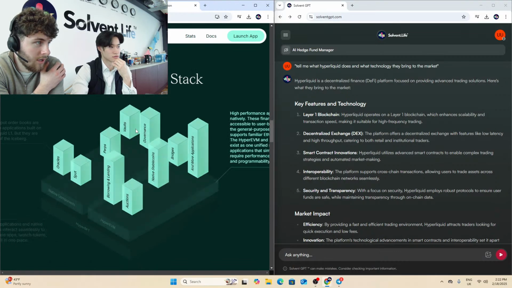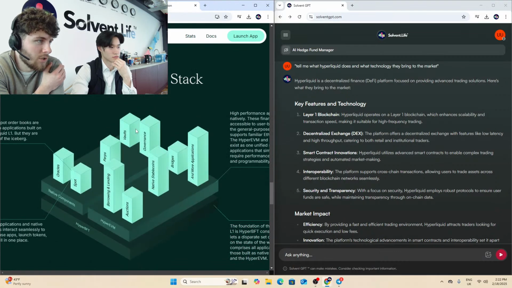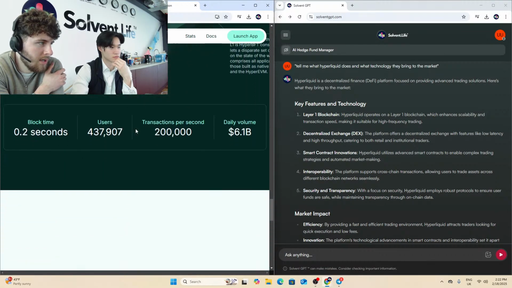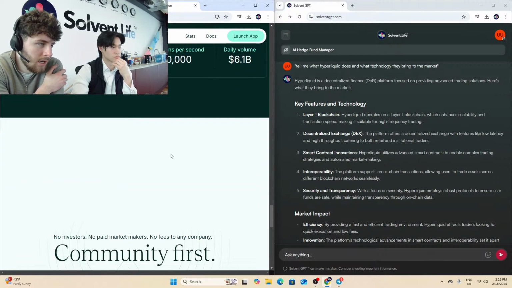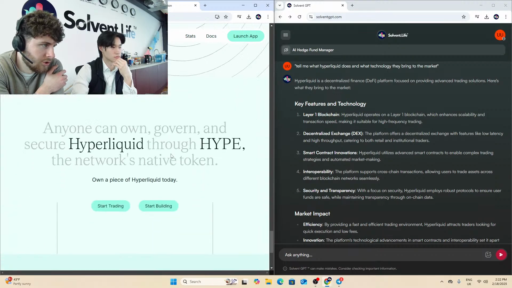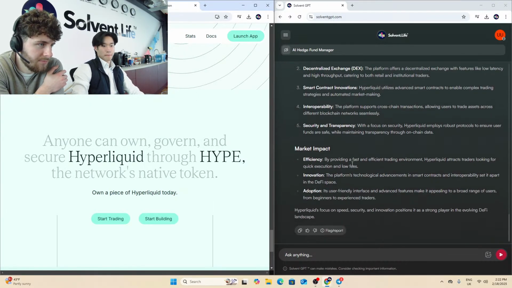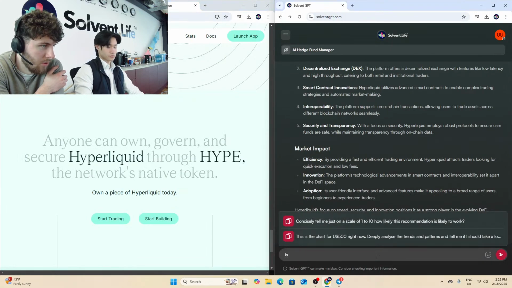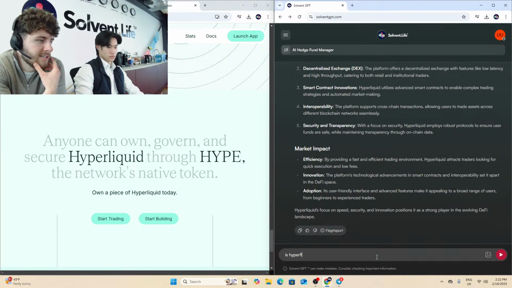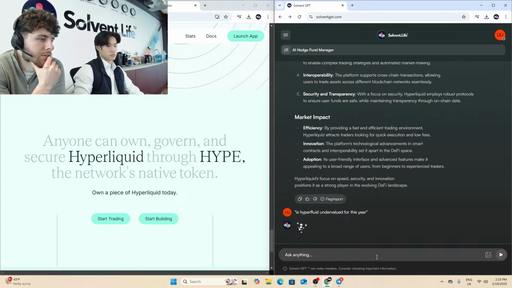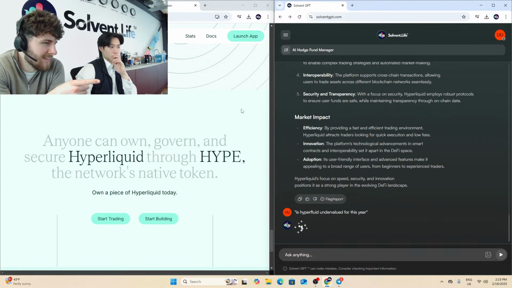So it's essentially a decentralized exchange with quite a heavy focus on security. It's employing quite robust protocols to ensure that the funds are safe within this exchange, and it's quite a transparent network. So what we're asking now is, is Hyperliquid undervalued for this year?